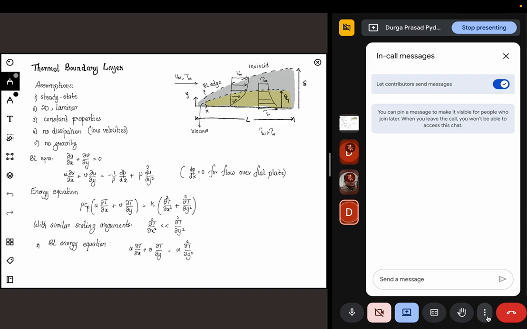So the previous boundary layer equations are still valid. Now we have to reduce the energy equation. Following the same logic as before, along x, L is much higher compared to delta T. So the gradient with respect to x will be very small compared to y. So the energy equation will reduce to this particular form, where alpha is k divided by rho Cp. So it will be k by rho Cp. This is called thermal diffusivity.